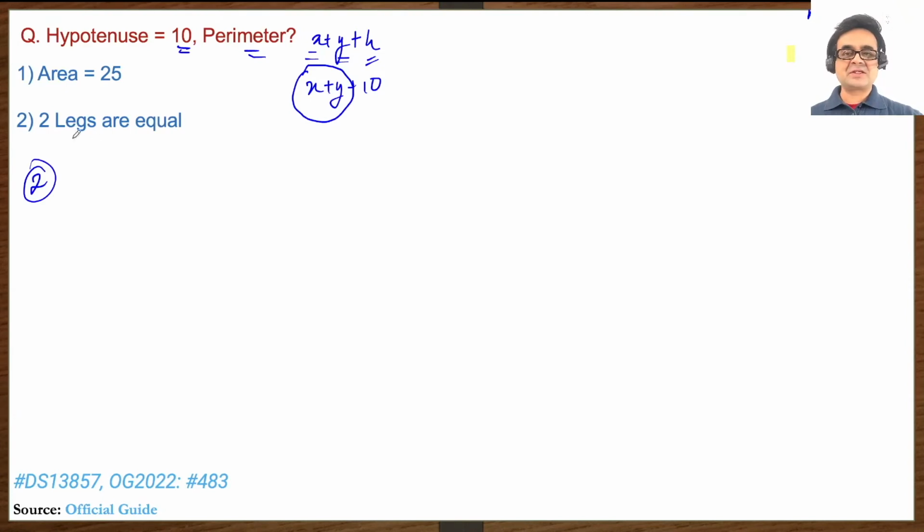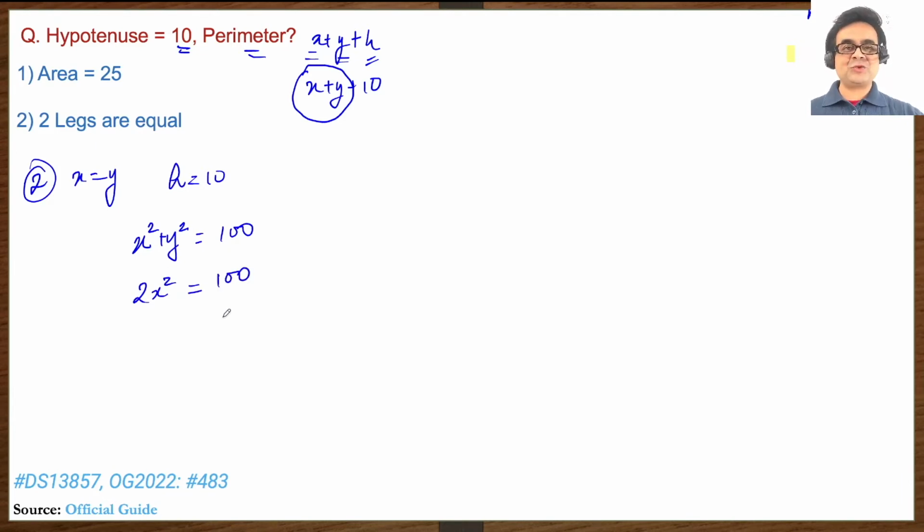So statement number 2 is given that the two legs are equal. So x is equal to y is given to us, and we are also given the hypotenuse is 10. What that means is x square plus y square is given to be 100, which is the square of the hypotenuse. And since they are equal, the equation would transform into this, leading into x is equal to root 50, which is also equal to y. So we know x, we know y, we already know the hypotenuse. We can find the perimeter of the triangle. As I said in the starting, we don't have to calculate the actual perimeter. Just know that we can find the value of the perimeter, and that is good enough. So that means statement 2 is sufficient to answer the question.